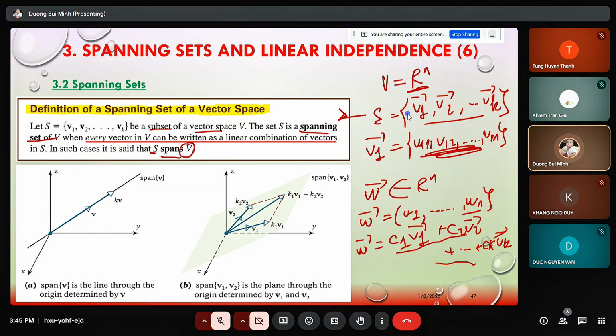Like this, we have the lines through the origin, right? So this one is a spanning set. And we have a plane that goes through the origin, determined by V1 and V2. So we have this spanning set.